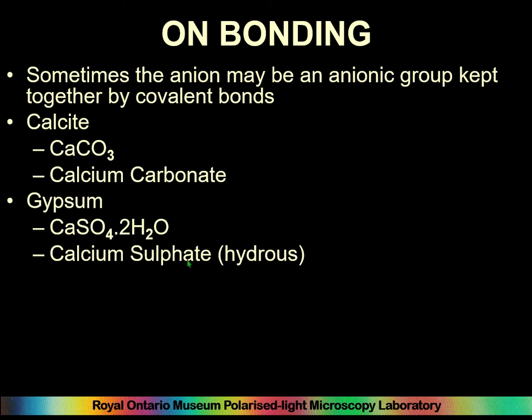Gypsum is a sulfate with sulfur and oxygen together. It's also got water in it. A lot of minerals will have stray bits of water in them. Well, they're not stray; they're rigidly in the structure of the mineral. But the fact they have water in them is very important. So these are both covalent bonds creating anionic groups, and quite often we will call them carbonates or sulfates rather than be specific about the mineral type.